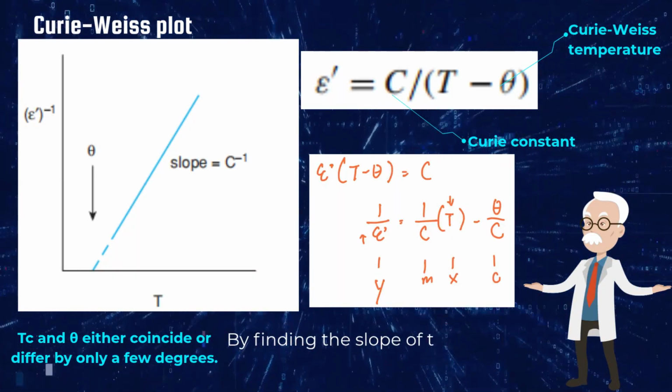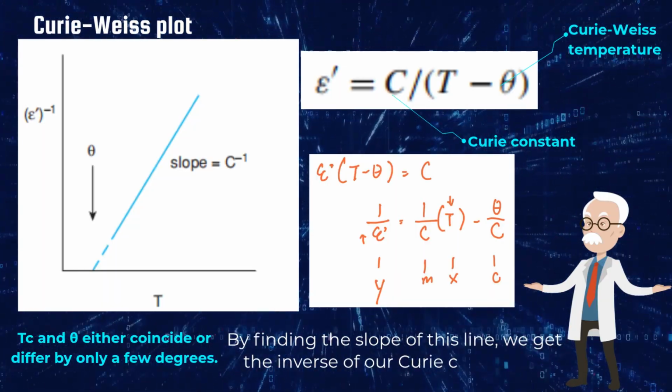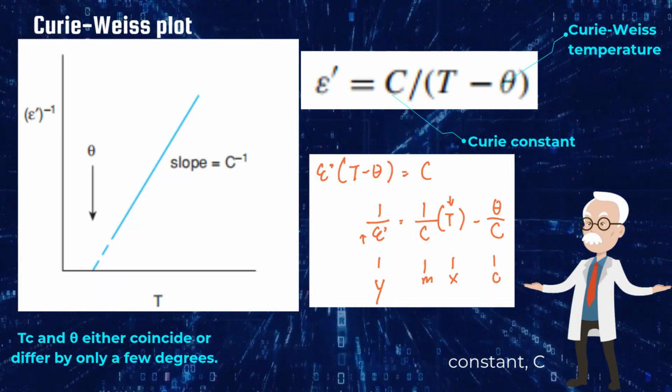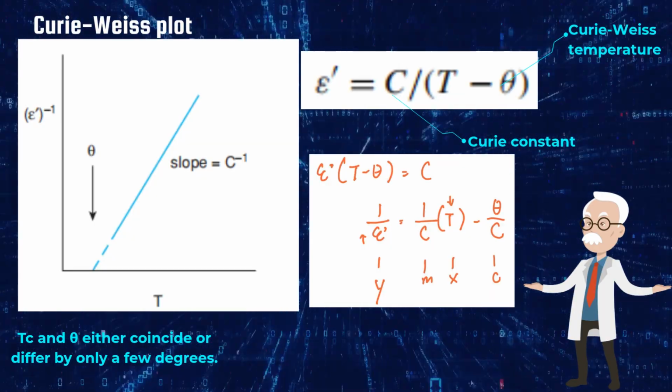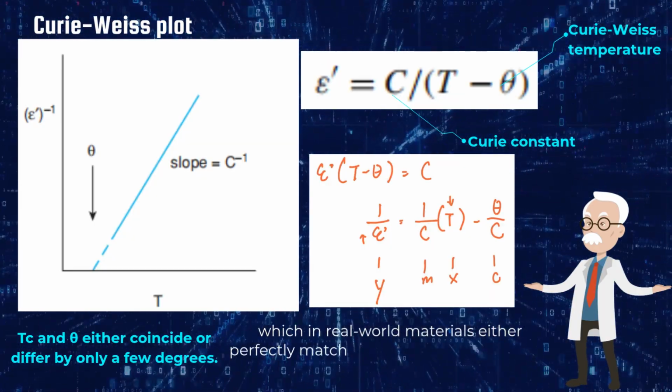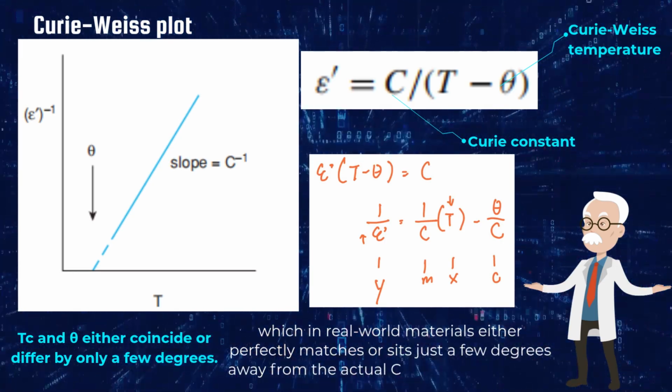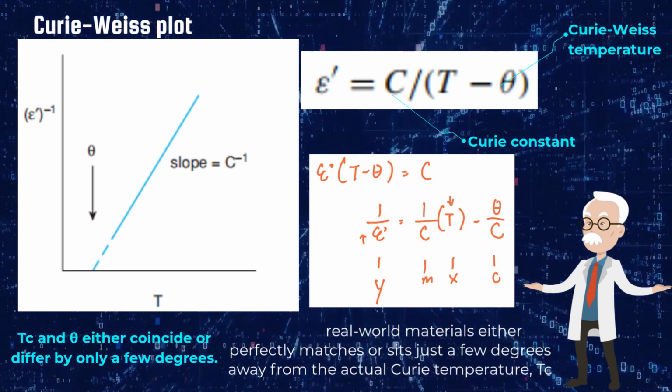By finding the slope of this line, we get the inverse of our Curie constant, C. Extrapolating this line down to the x-axis reveals our Curie temperature, theta, which in real-world materials either perfectly matches or sits just a few degrees away from the actual Curie temperature, Tc.